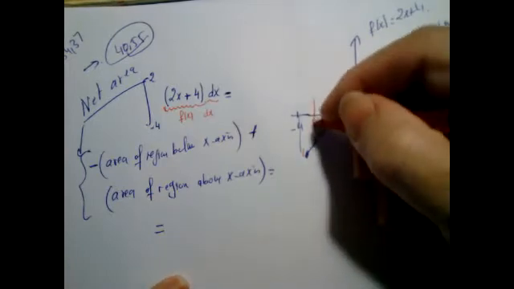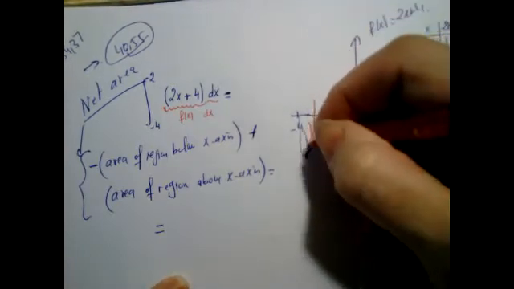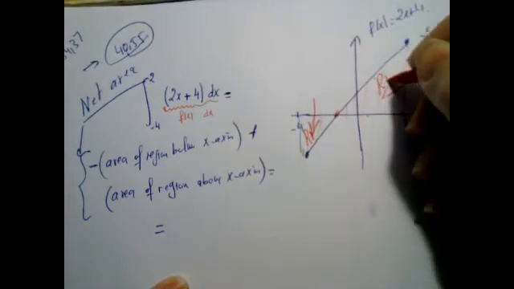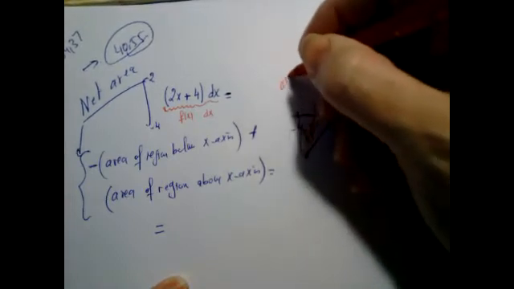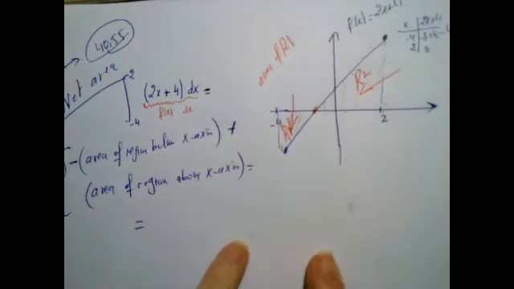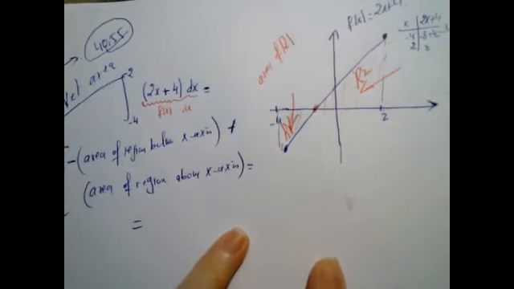So we need the area of this region. I'm going to call these R1 and R2, and I'm going to find each one of them. Now we need the area of R1. What's the area of R1? How can I find the area of R1? What do I need?